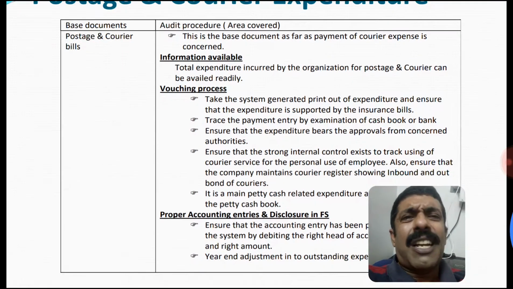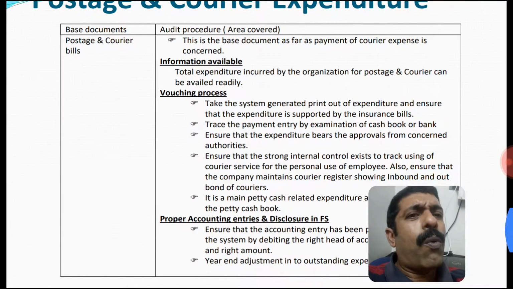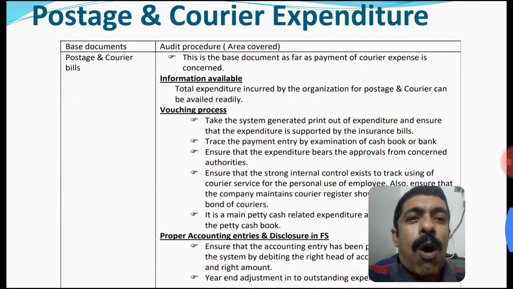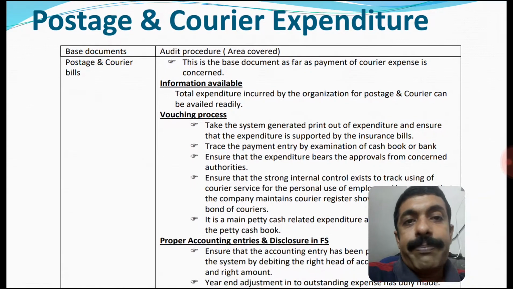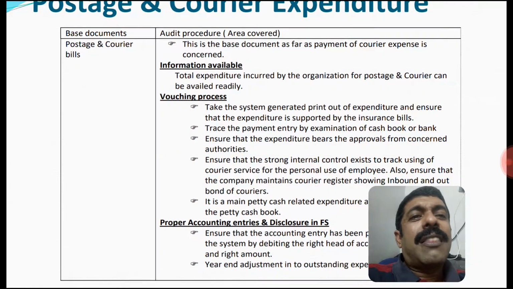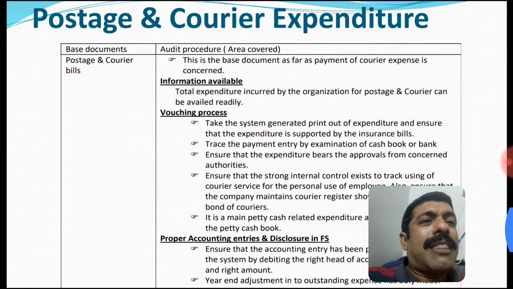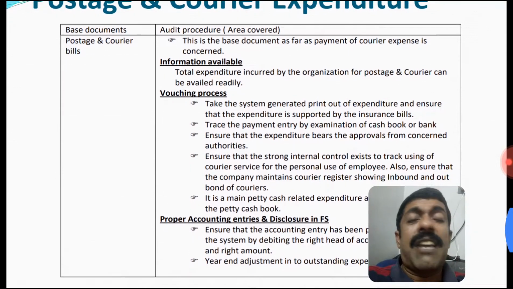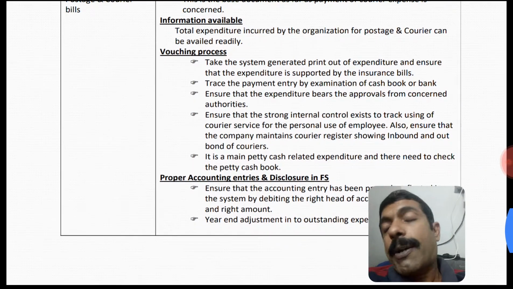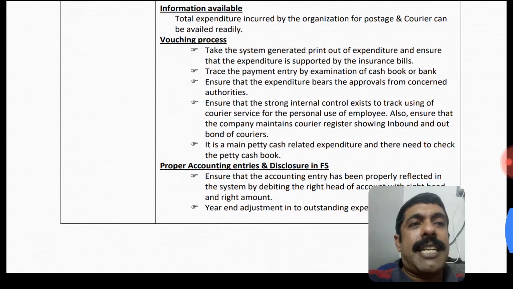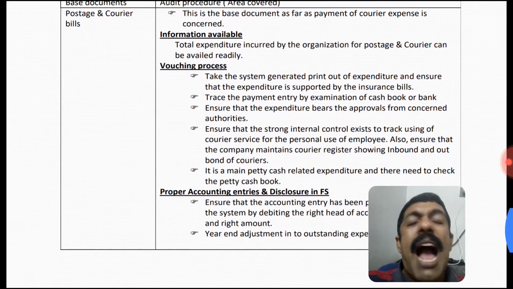What are the documents to be examined? Is the information available common? Vouching process common. Proper accounting and disclosure also common. Postage and courier: this is the base document as far as the courier expenditure is concerned. If you are checking the courier bill, what information is available? Total expenditure incurred by the organization for postage and courier can be availed readily.